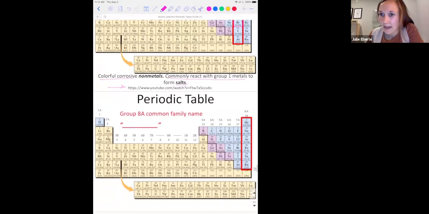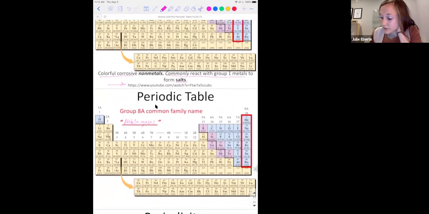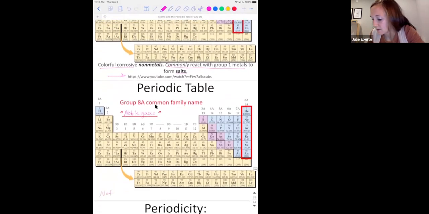And then group 8 is the last group with a common family name. These are the noble gases. The noble gases are not reactive at all. You don't find them in compound form. You often find them as pure substances. They don't like to react with anybody. They're good just by themselves. And there's a reason for that we'll find out later today and into next week.